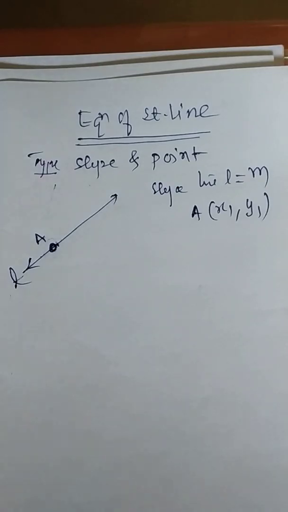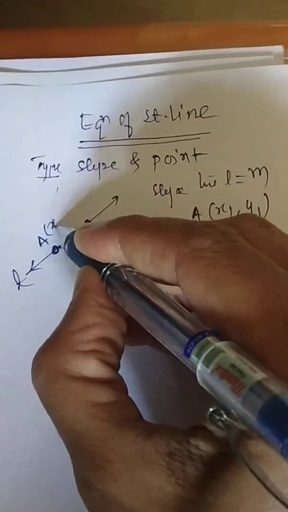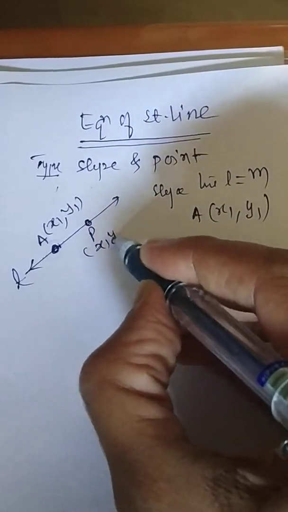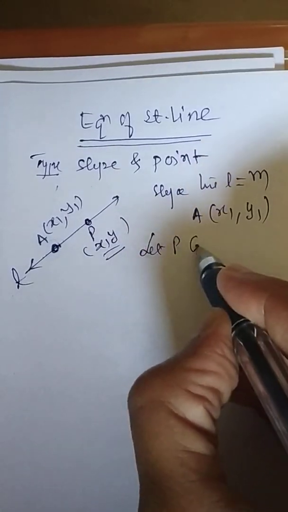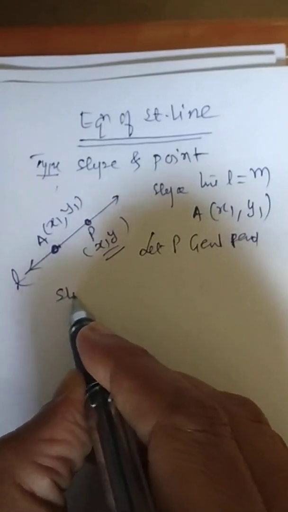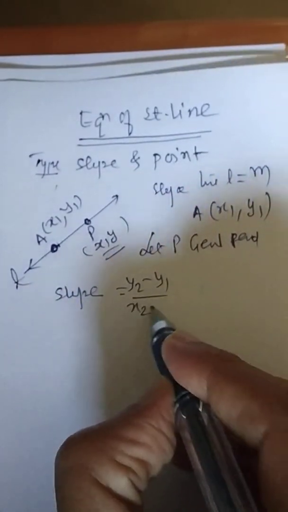Now, how to get the proof? I'm just going to mark the point. Remember, whenever I'm considering a variable point, I always take a general point, x and y. So let P be any general point, or variable point, on the line. My task is to get the slope. What is the slope? (y2 minus y1) upon (x2 minus x1).